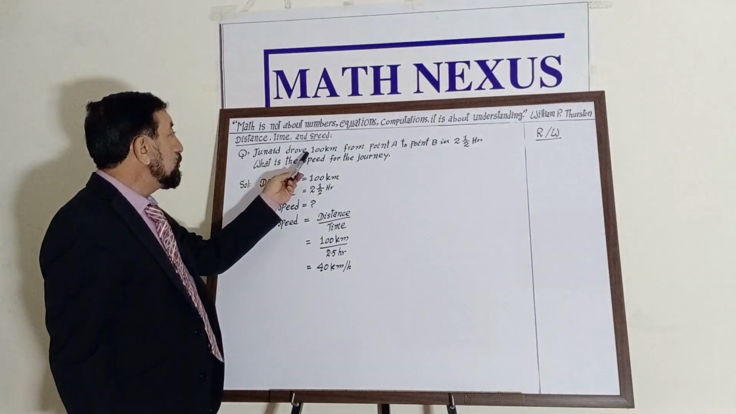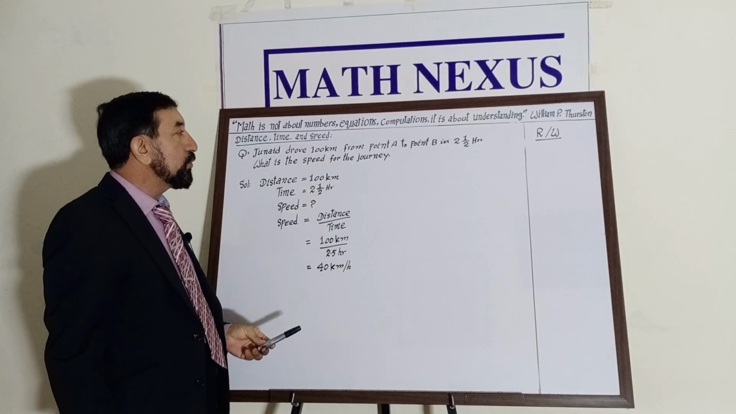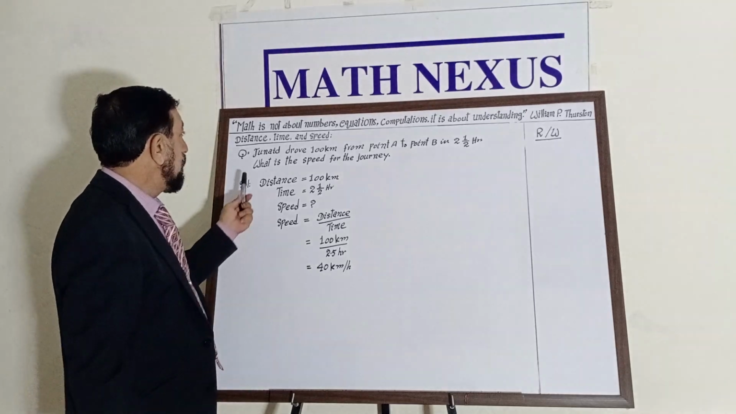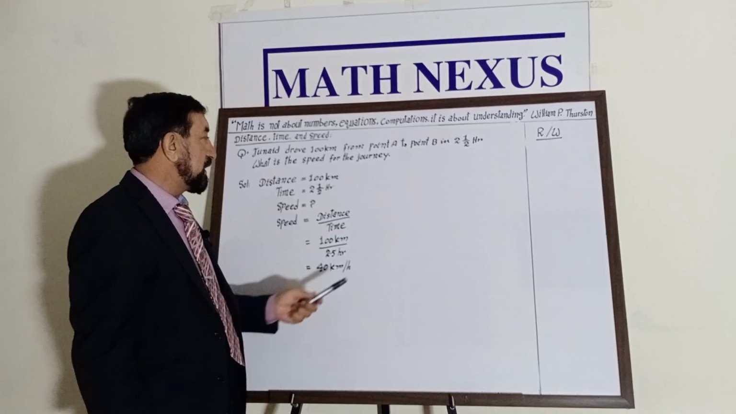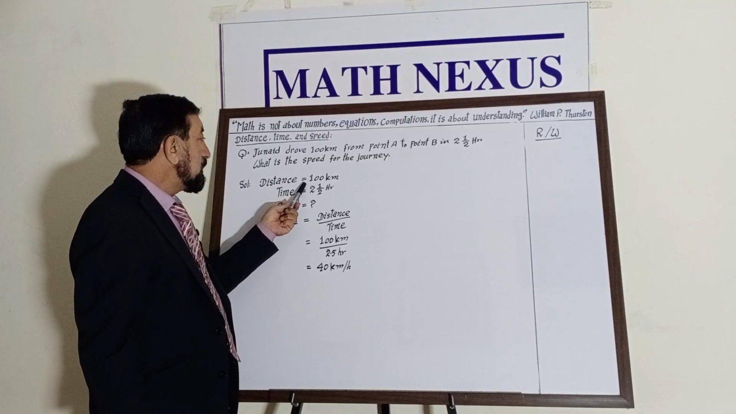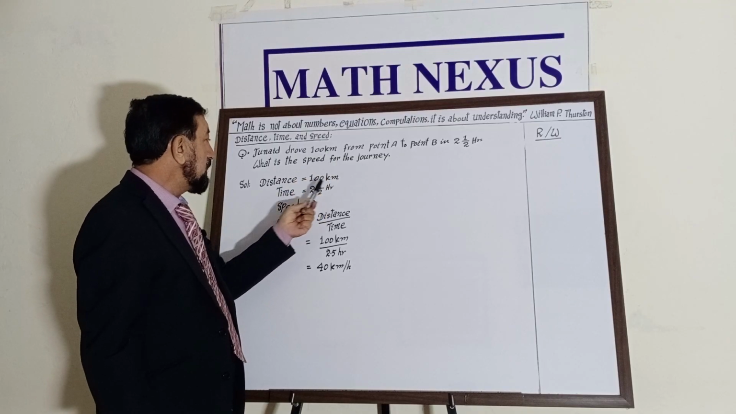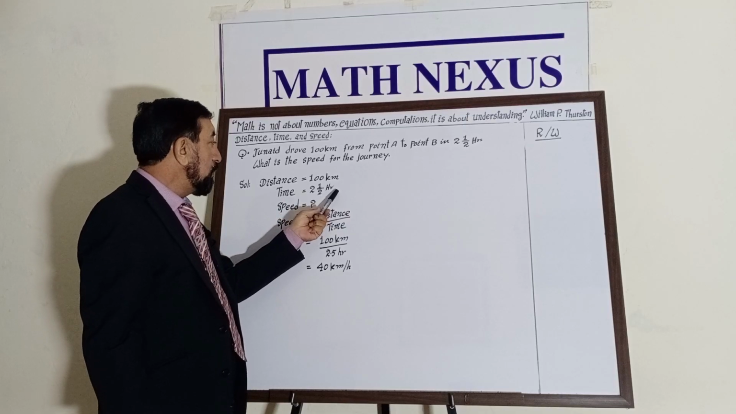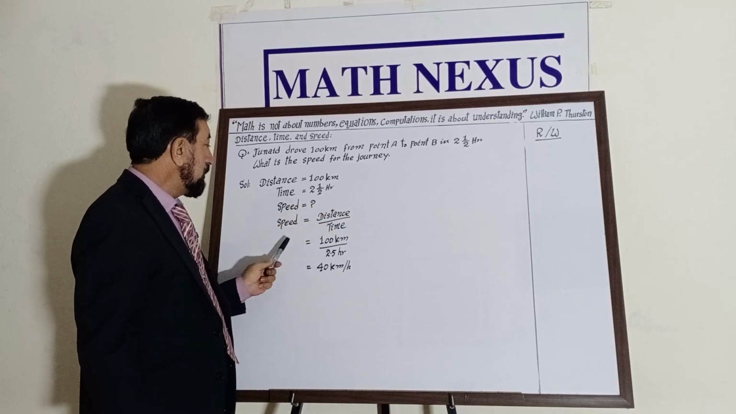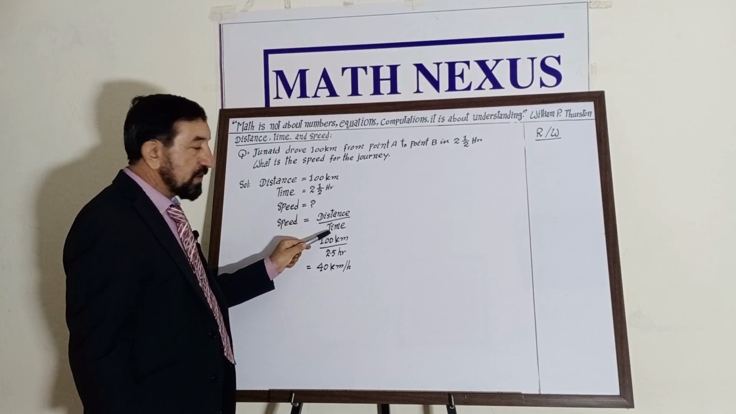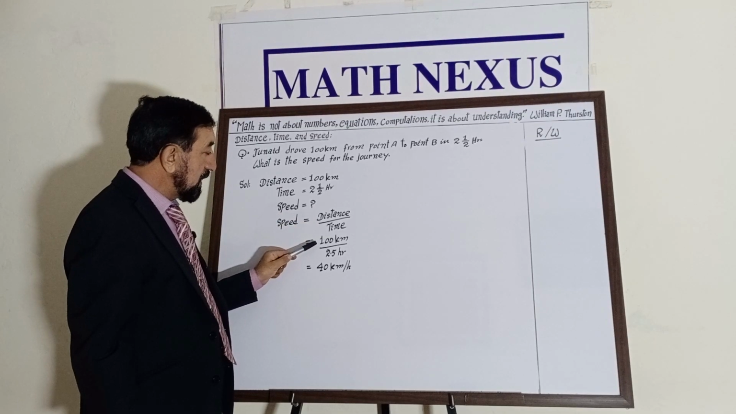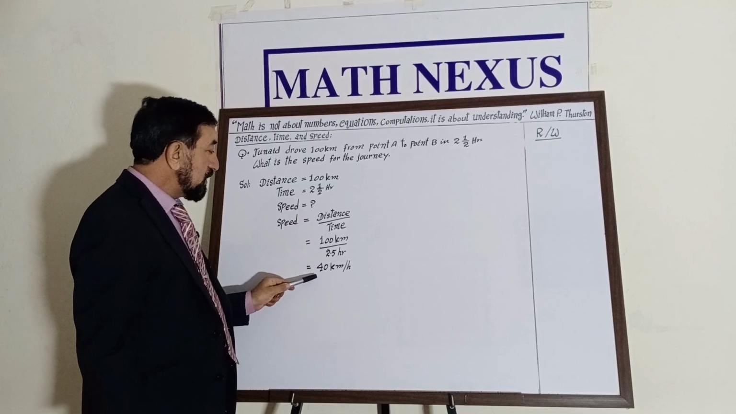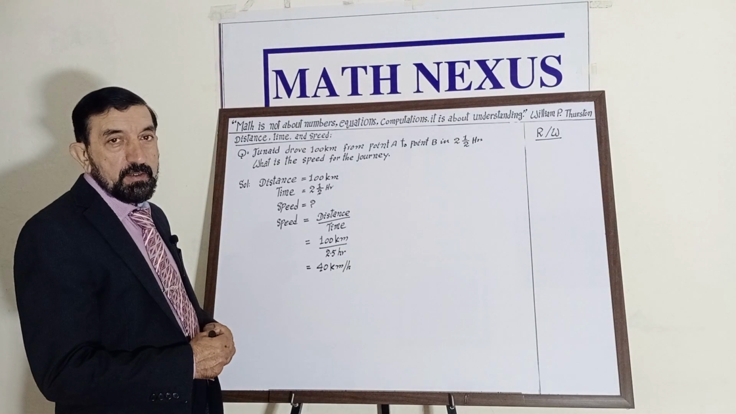Junaid drove 100 km from point A to point B in 2 and a half hours. What is the speed for the journey? Distance is already given, 100 km. Time is given, 2 and a half hours. Speed is unknown. Speed is equal to distance upon time. Distance is 100 km, time is 2.5 hours. This is equal to 40 km per hour.